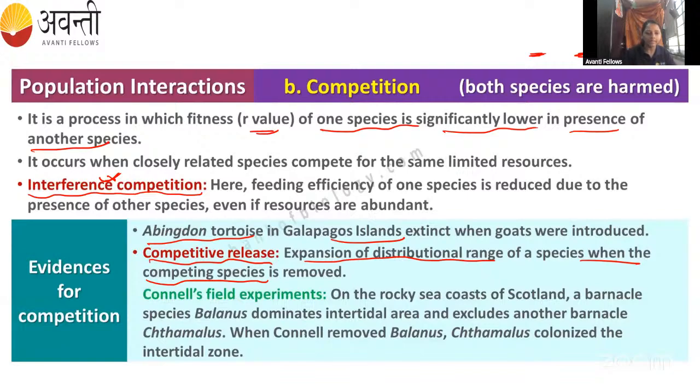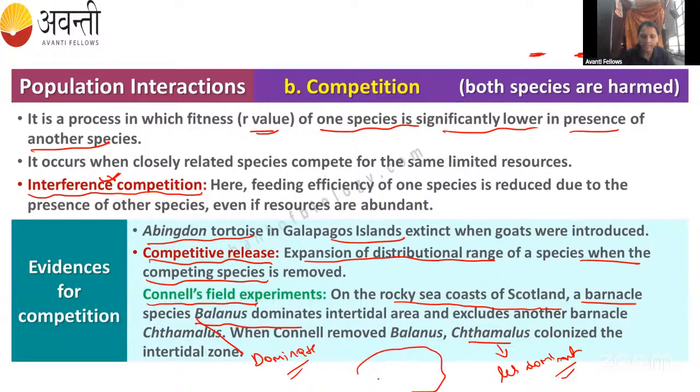For example, the Connell field experiment was conducted on the rocky seacoast in Scotland. Here the barnacle Balanus dominates. Balanus is the dominant one, remember, whereas Chthamalus is the less dominant one. When both are there, what happens?